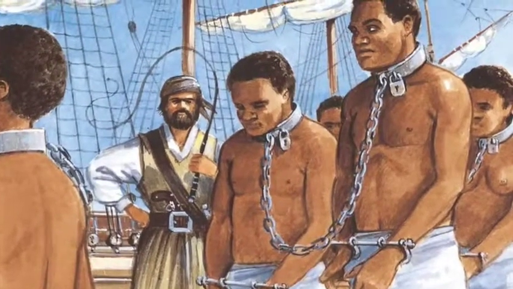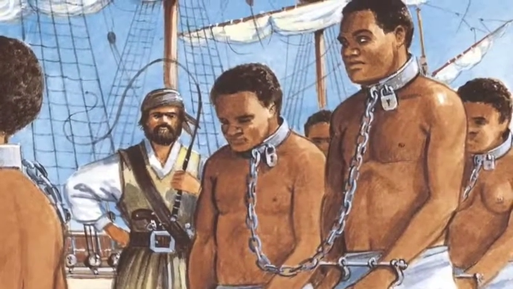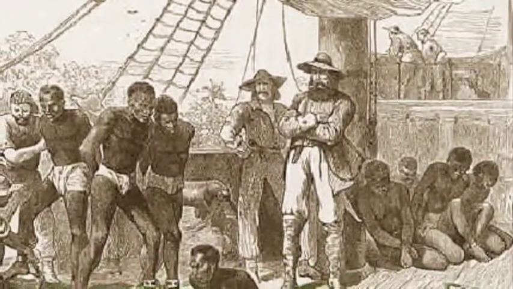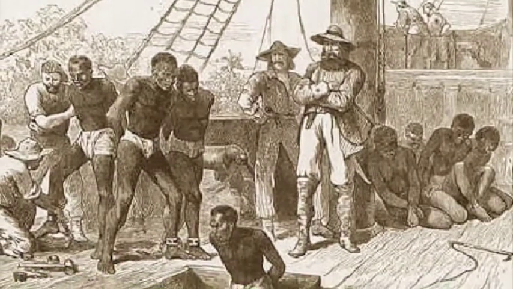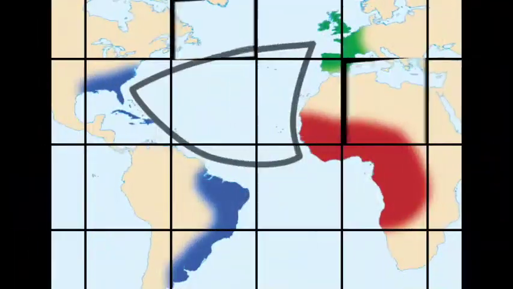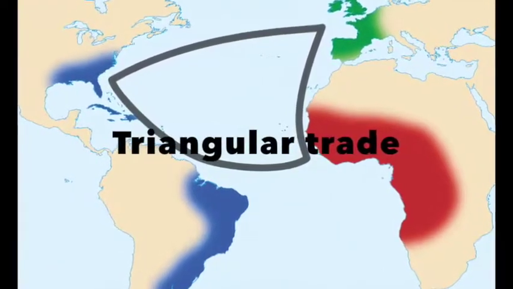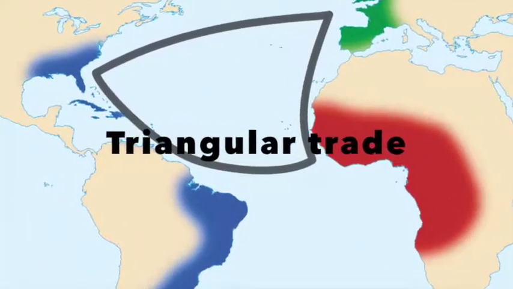Slaves were captured in the interior of Africa and were exchanged for weapons and supplies in the trading ports. They were transported to America on ships, in the cruelest of conditions. Triangular trade was the exchange of people and goods between Europe, Africa, and the American colonies.